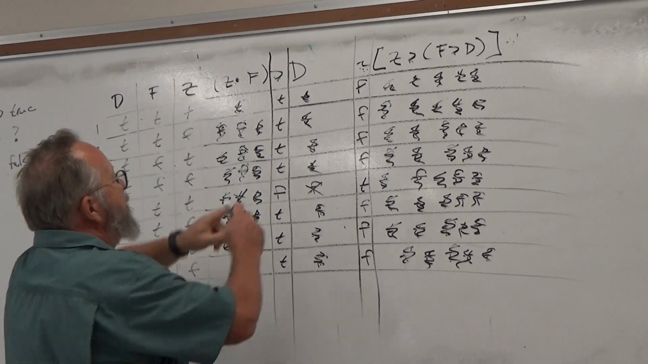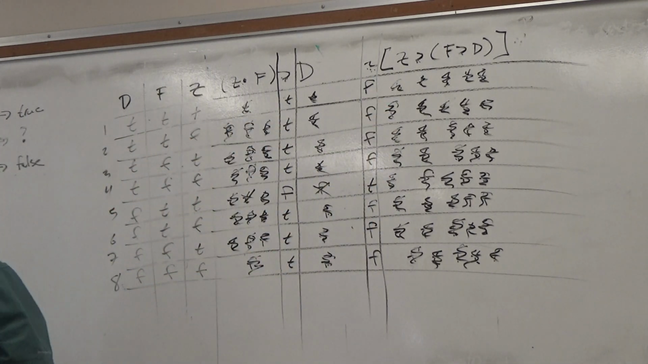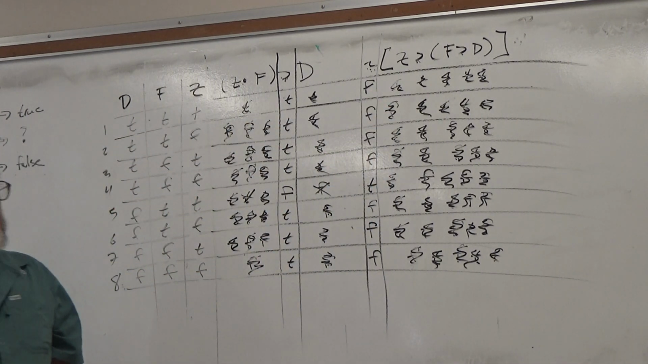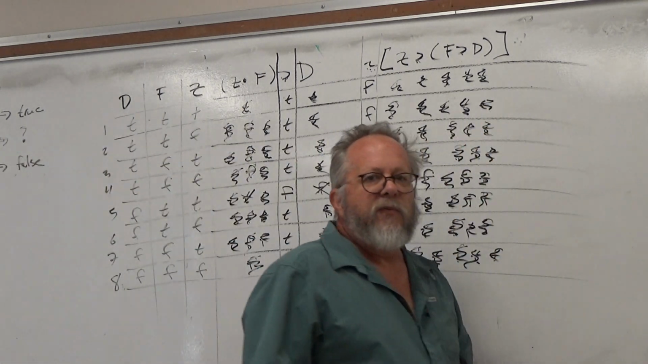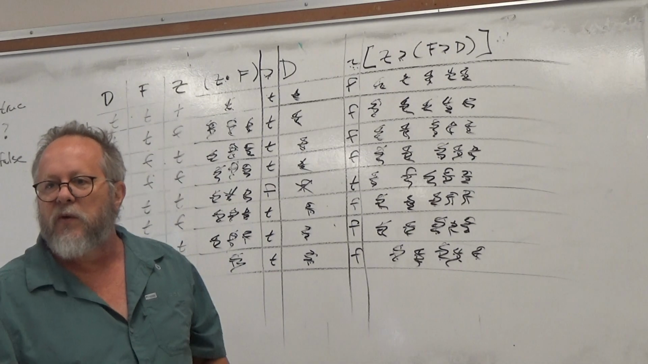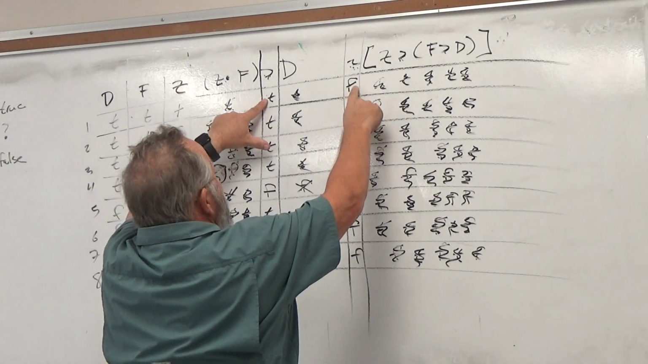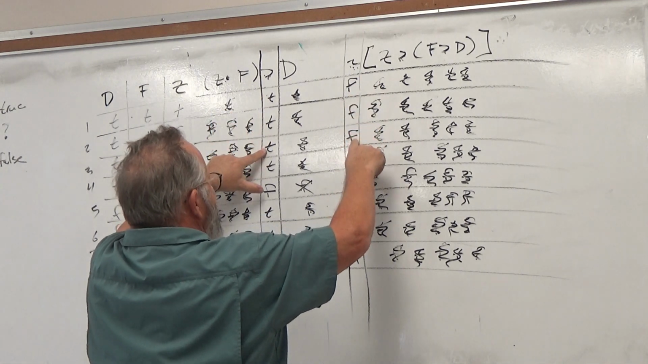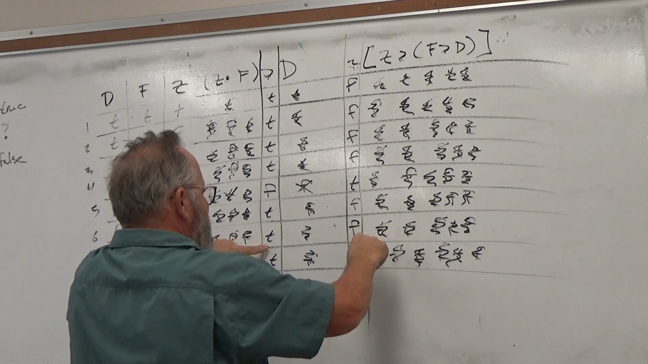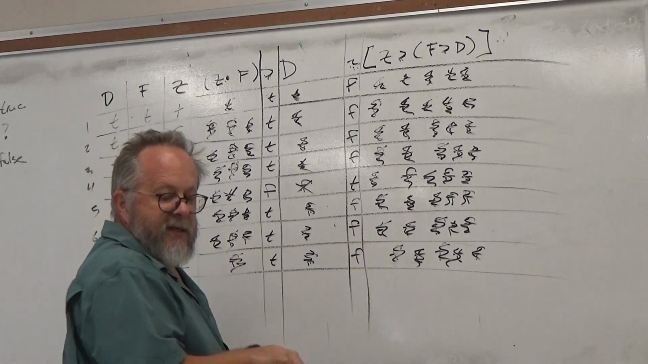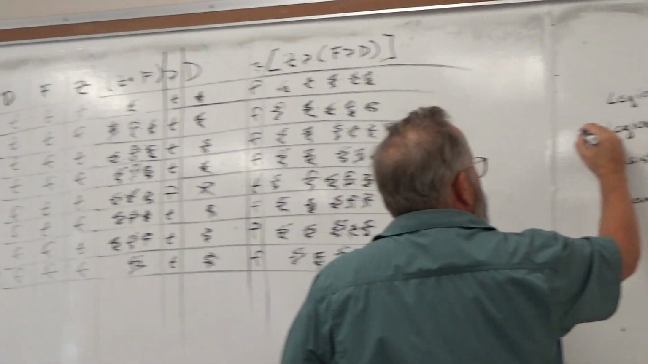Let's see, do these match? No. So we already know not logically equivalent. Okay, so we're going to ask our next question, are they logically contradictory? Well, that would mean they have the opposite truth value for every interpretation. So opposite, opposite, opposite, opposite. These are logically contradictory, right? So we would tick this box.